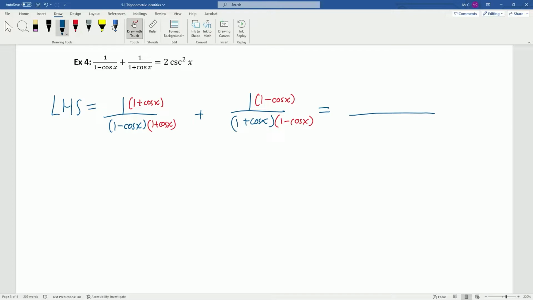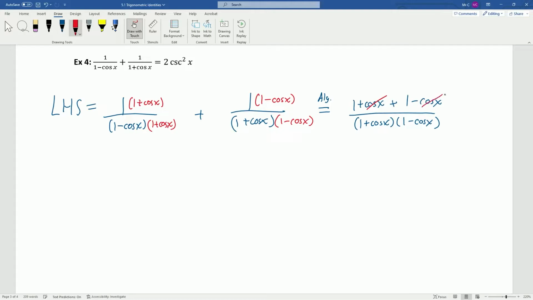What does this give me? This gives me 1 plus cosine of x plus 1 minus cosine of x, all divided by, and now when we multiply this out, well, I'll wait to multiply it out. First, we'll just rewrite it like this. So we've got our common denominator, and all we've done at this step is just a little bit of algebra.